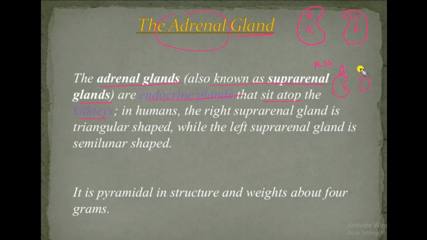This is the location of the right suprarenal gland, and this is the location of the left suprarenal gland. In humans, the right suprarenal gland is triangular in shape while the left suprarenal gland is semilunar in shape. It is a pyramidal structure and weighs about 4 to 5 grams for each adrenal gland.